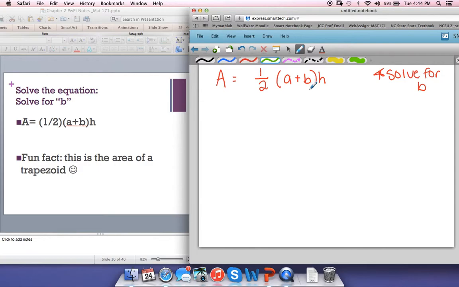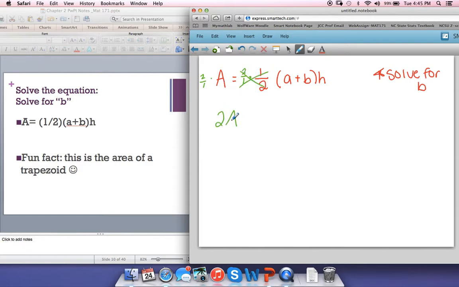Looking at this, what's the very first thing I can do? Well, all of this is multiplying together. 1/2 is multiplying times the a plus b, which is multiplying times h. So one by one, I'm going to move stuff over. So first, I'm going to get rid of 1/2. In order to do that, I either need to divide by 1/2, or we know that we can multiply by 2 over 1, the reciprocal, which means I need to do that on the other side. These cancel out, and that leaves me with 2a equals a plus b times h.